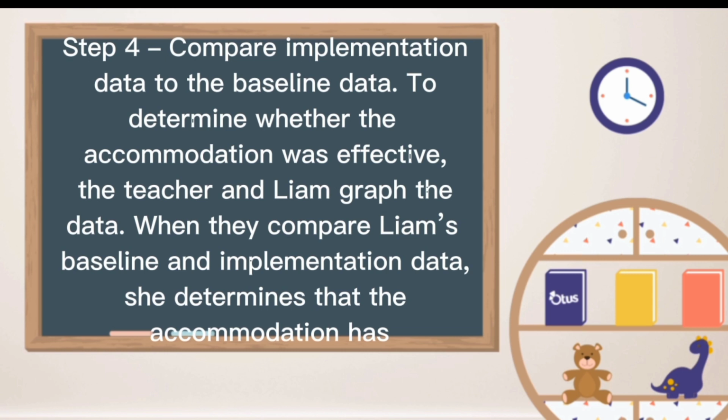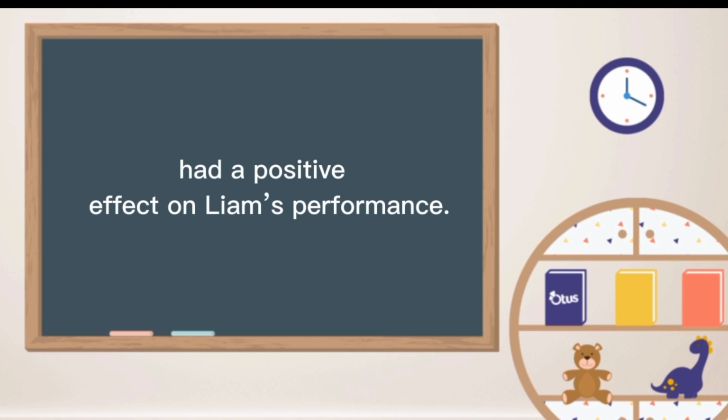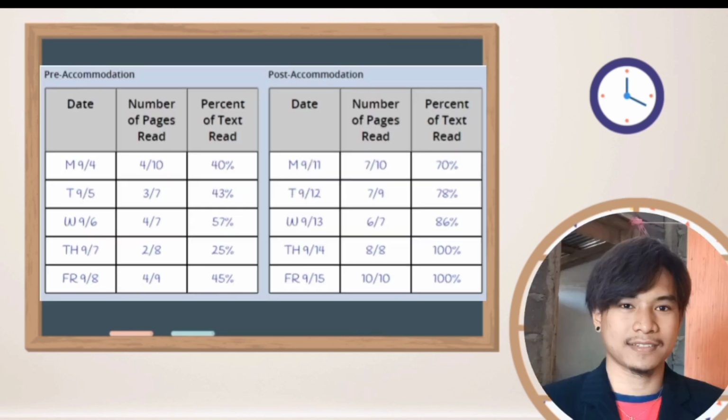To determine whether the accommodation was effective, the teacher and Liam graph the data. When they compare Liam's baseline and implementation data, she determines that the accommodation has had a positive effect on Liam's performance. In this table, we can see that Liam has improved from pre-accommodations to post-accommodations. Therefore, the said accommodation is effective.